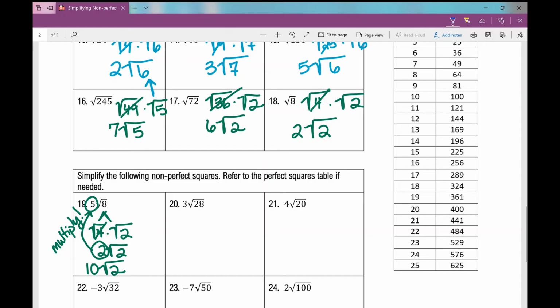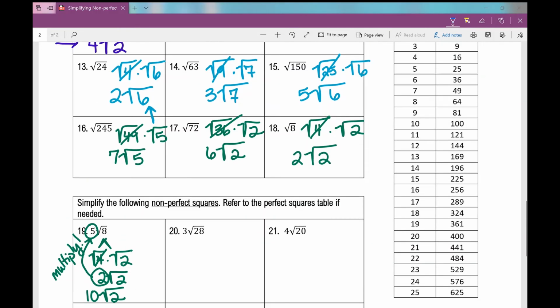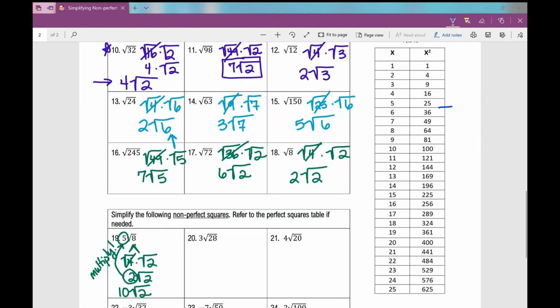Okay, let's go to number 20. 3 square roots of 28. So when I look at 28, 28 falls between these two perfect squares right here. When I go up my table of values, the biggest perfect square that goes into 28 is 4. So I'm going to break this out into the square root of 4 times the square root of 7. Because the square root of 4 times the square root of 7 is the square root of 28. What is the square root of 4? It's 2. 2 square roots of 7. But again, I've got that number in front that I need to multiply. 2 times 3 is 6. 6 square roots of 7 is my answer.